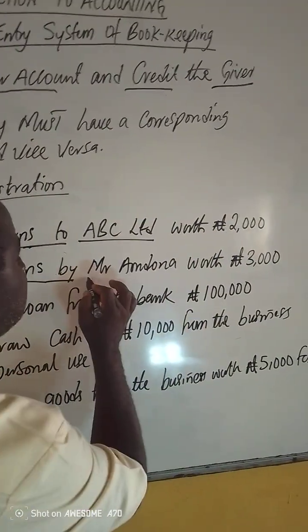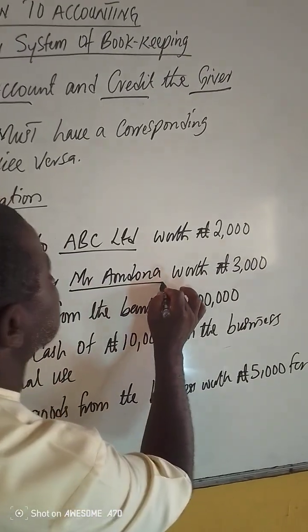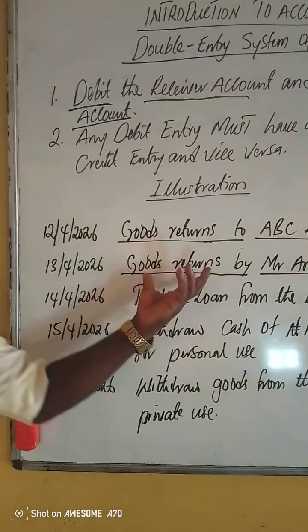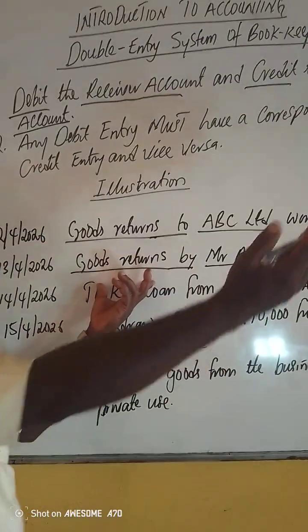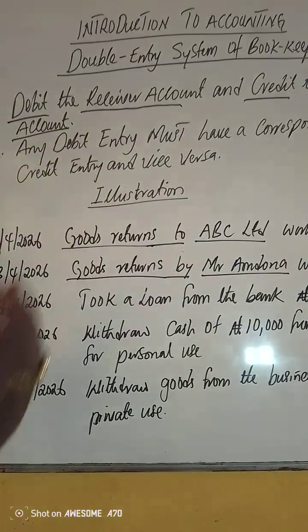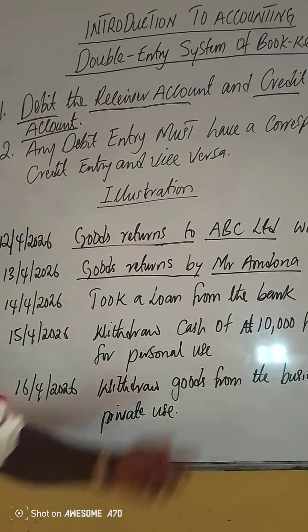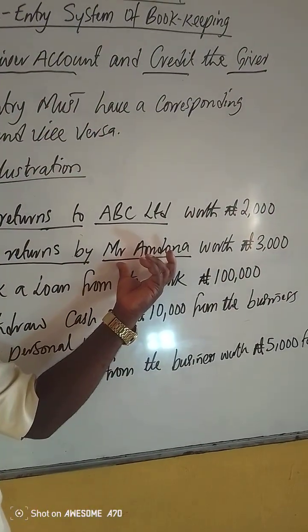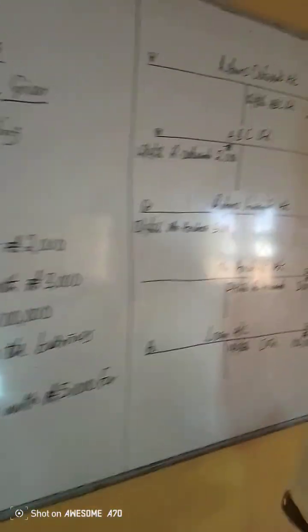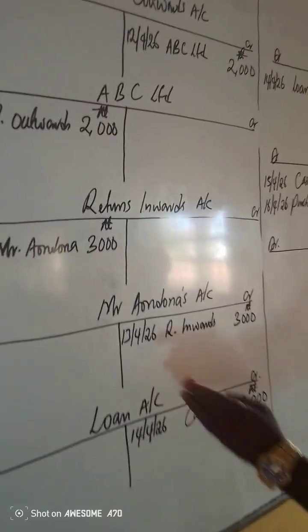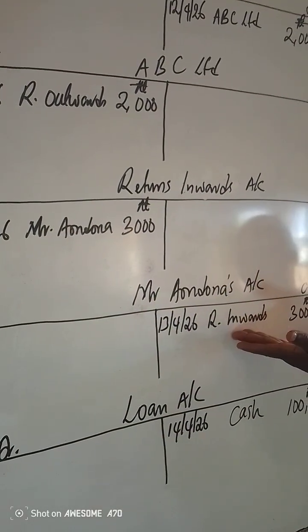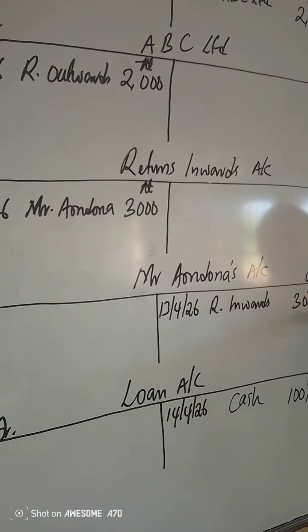By who? By Mr. Ondaka. So here, the account that received becomes the return inward, because goods have been returned by Ondaka, then they have been received. That becomes the receiver account. Then who is giving the goods? Mr. Ondaka is giving the goods, so he becomes the giver account. Let's see how we record this. Mr. Ondaka now is a giver account, giving goods back to the business, which we call return inward, worth 3,000.